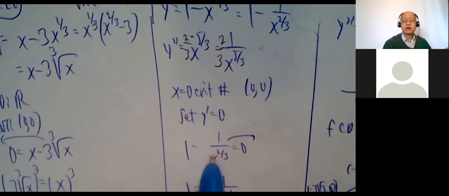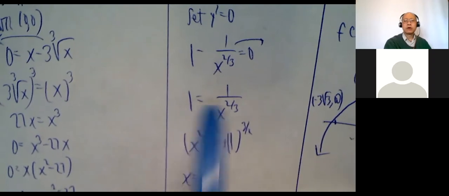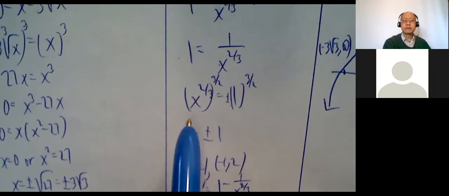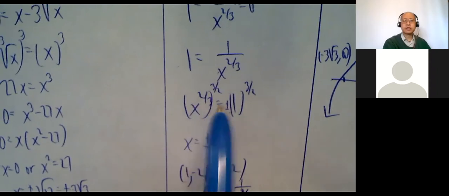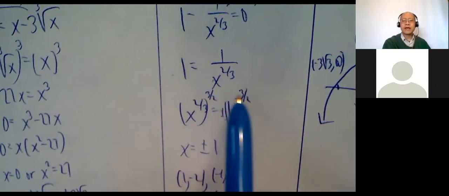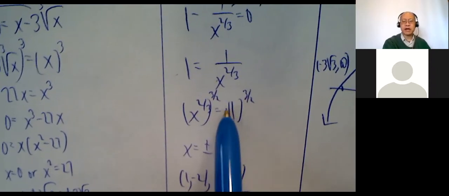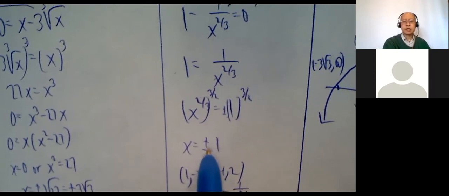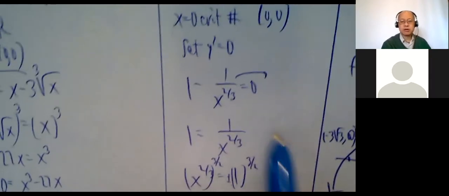So 1 minus 1 over x to the 2/3 is 0. Move that over. 1 equals 1 over x to the 2/3. Cross multiply. X to the 2/3 equals 1. Raise to the 3/2, but you need a plus or minus. So x is plus or minus 1. 1 works, negative 1 also works.